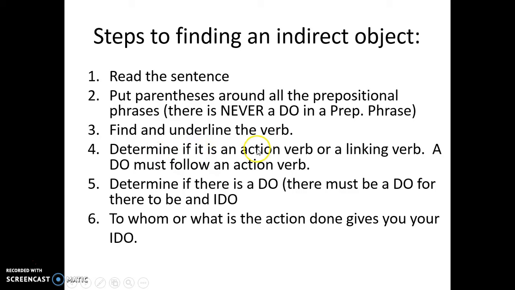Number 4, determine if it is an action verb or a linking verb. An IDO and a DO must follow an action verb. And you have to think, if you can do it, it's an action verb. You can hurry, you can buy, you can get. Those are all action verbs. Don't overdo the linking verbs now. Number 5, determine if there is a DO, because there must be a DO, direct object, for there to be an IDO. Oops, typo, do you see that? That should not be there. And number 6, to whom or what is the action done gives you your IDO. Now, of course, I'm going to show you how this works, but they're really easy steps to follow because it's so much just like finding the direct object.